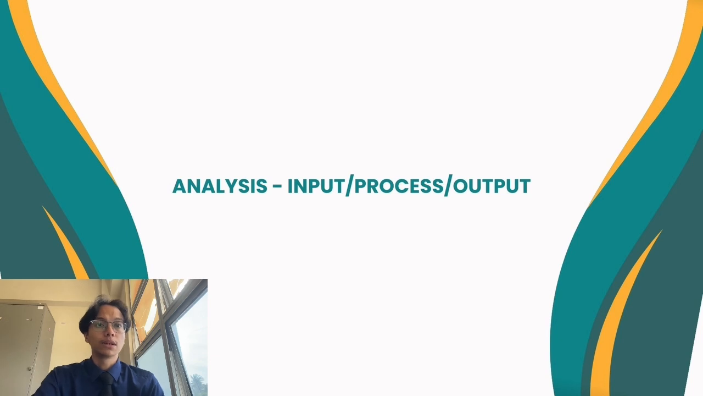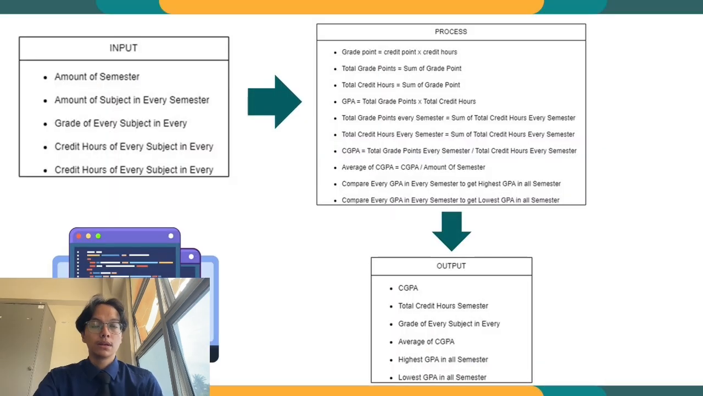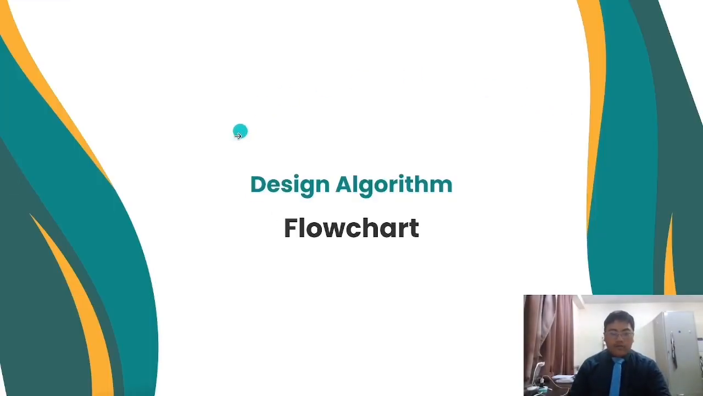Next, let's move on to the analysis, which is the input, process, and output of our program. As you can see, we have all the needed information and we insert it into our input, process, output. Basically, we have all we need to calculate the CGPA for every semester and the courses that we need to calculate. So I think we should move on to the next step, which is designing the algorithm, but we explain it using a flowchart. Okay, I will show you our flowchart.